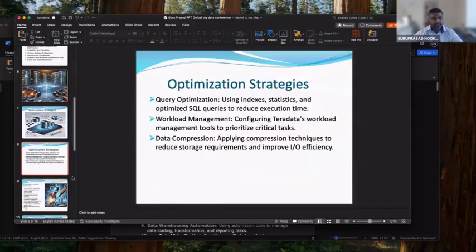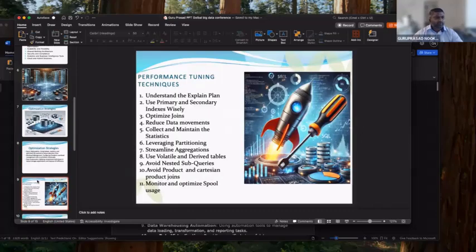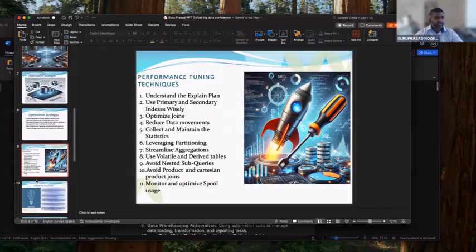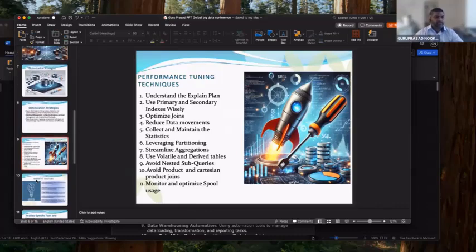Yeah, there are different types of other strategies as well. We can follow those strategies to optimize your query performance. Moving on to the next slide. Here is the performance tuning technique.